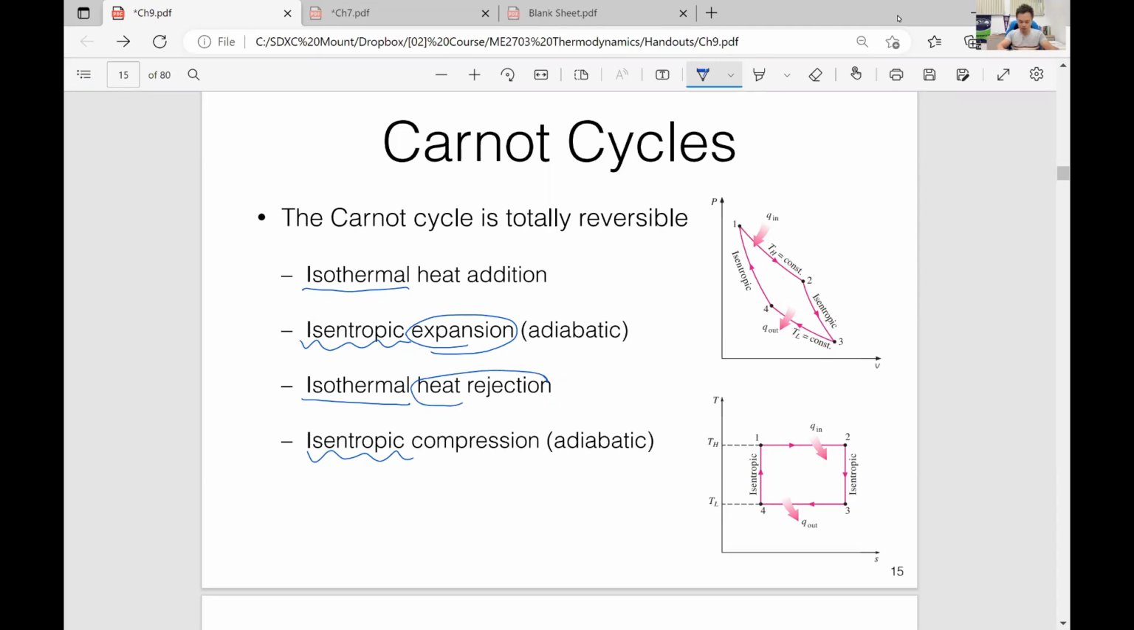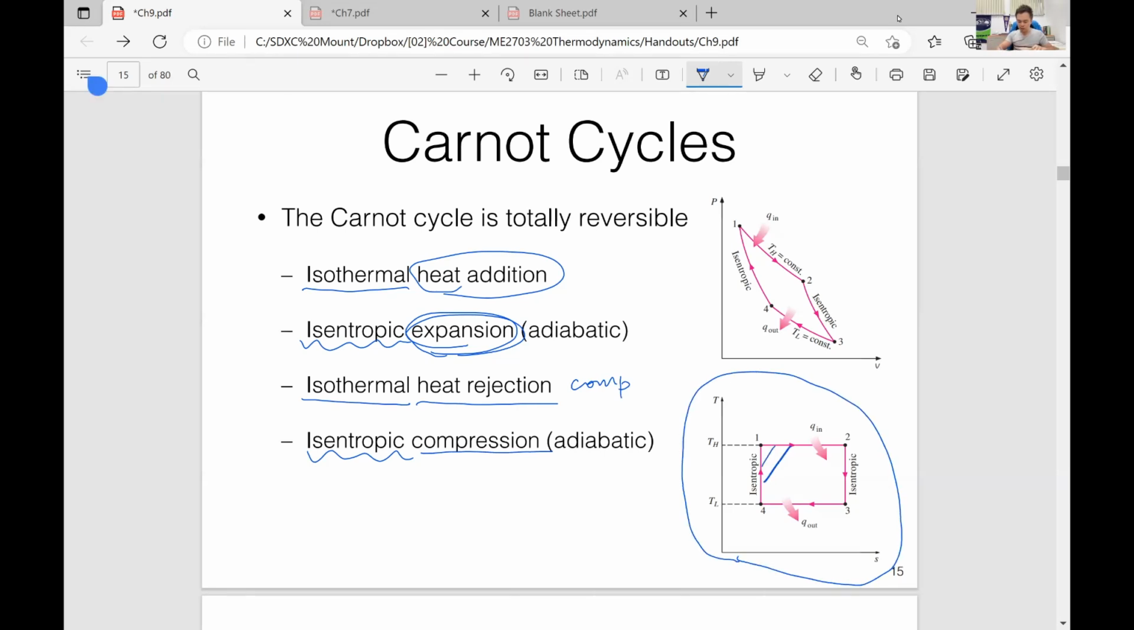Heat rejection is compression. So heat addition is also an expansion, right? And then isentropic expansion or adiabatic expansion. Then heat rejection is compression. Then we have another compression. So 2 expansions, 2 compressions, 2 isothermal, and 2 adiabatic or isentropic. So on a TS diagram, the Carnot cycle is a rectangle. It's a rectangle like this.